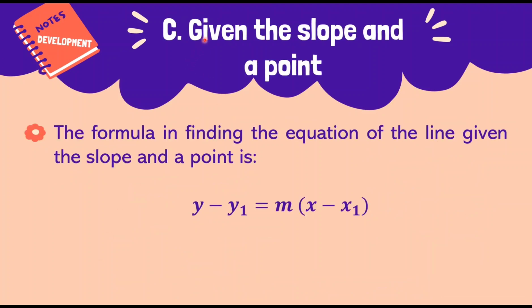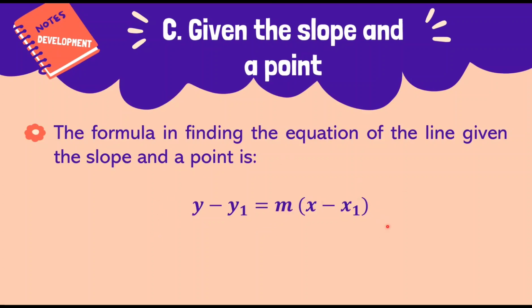How about if the given are the slope and a point? How are we going to find the equation of the line? Okay, so the formula in finding the equation of the line given the slope and a point is y minus y sub 1 is equal to slope or m times x minus x sub 1.